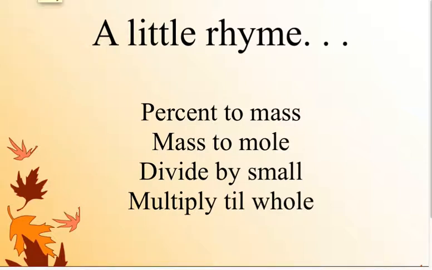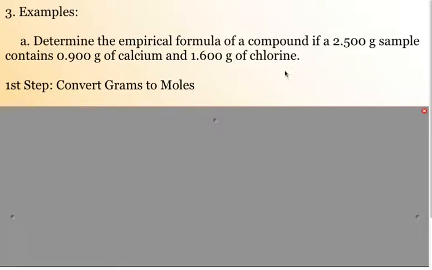So what we're going to do is two empirical formulas, one molecular formula, and then we'll practice some more in class. All right, so this is what an empirical formula question looks like. They're going to ask you either for specifically the empirical formula, or for the simplest formula, because they're interchangeable. So they have a 2.5 gram sample, and somehow they ripped that apart, and they found out that they had 0.9 grams of calcium and 1.6 grams of chlorine.